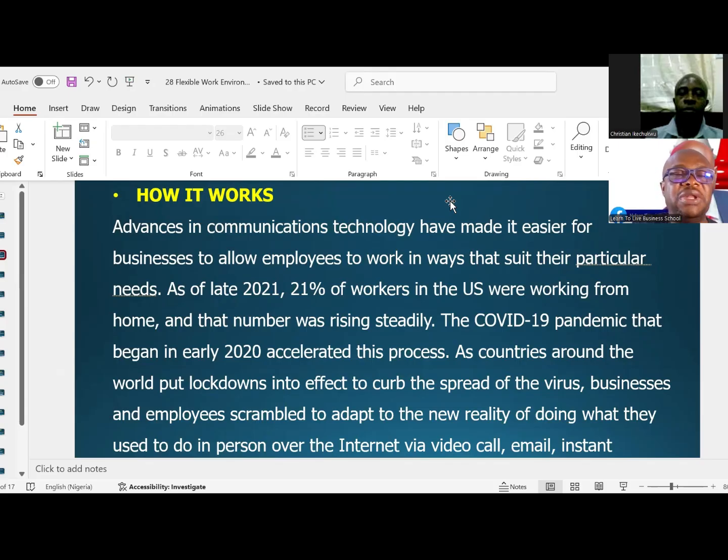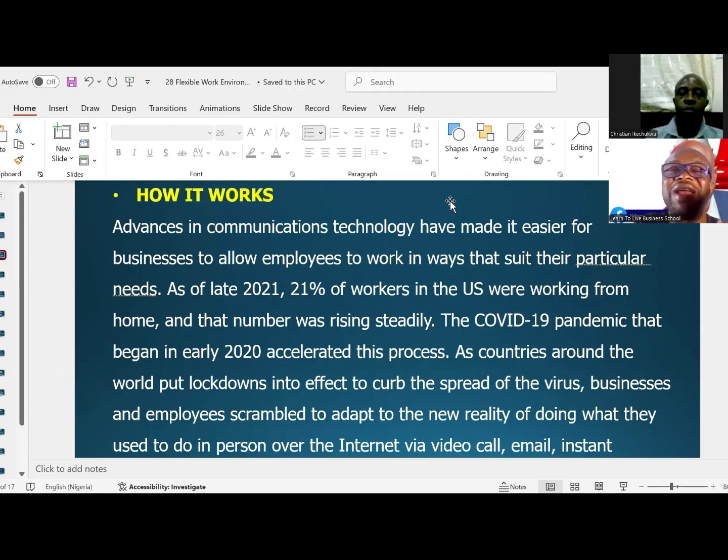As of late 2021, 21% of workers in the US were working from home. Simple. And that number was rising steadily. The COVID-19 pandemic that began in early 2020 accelerated this process as countries around the world put lockdowns into effect to curb the spread of the virus. Businesses and employees scrambled to adapt to the new reality of doing what they used to do in person over the internet via video calls, emails, instant messaging and all that.